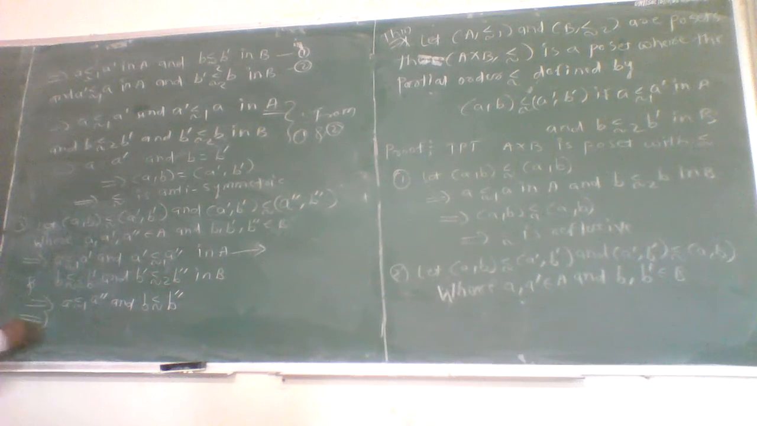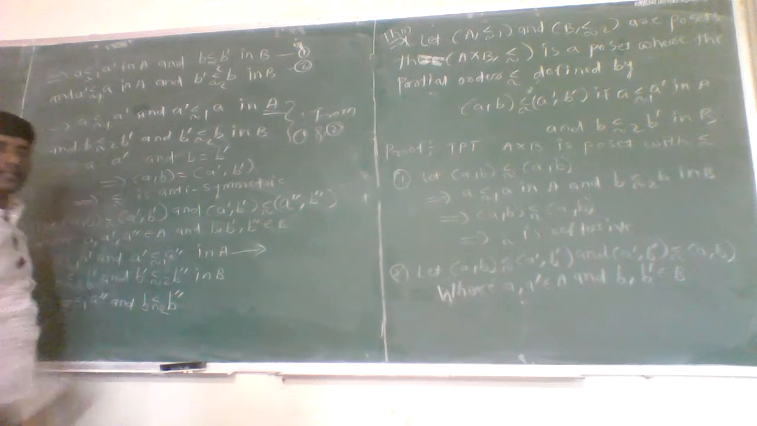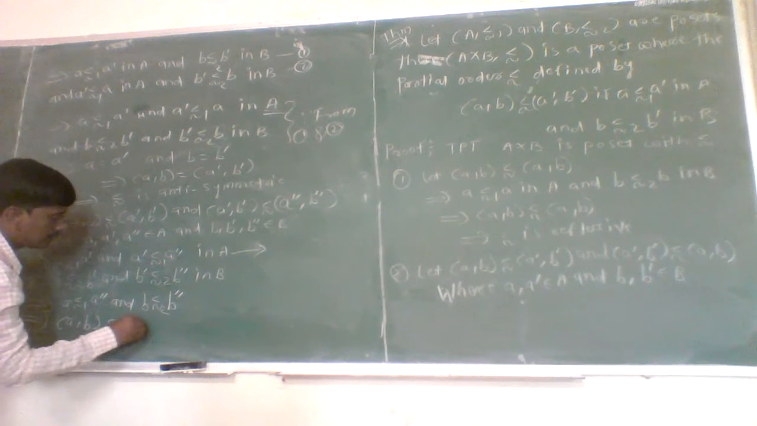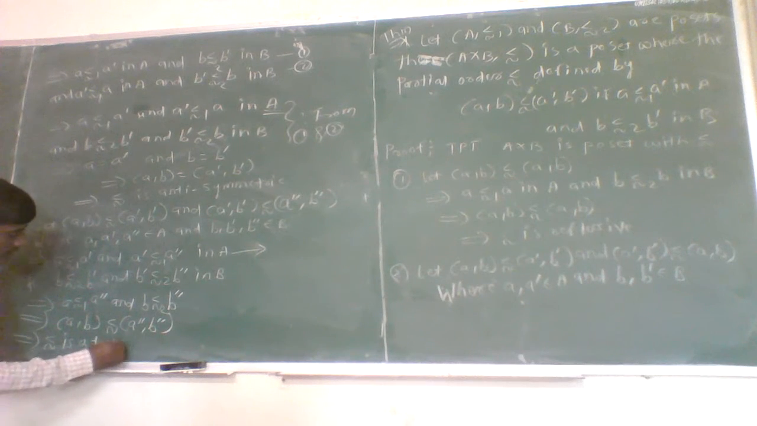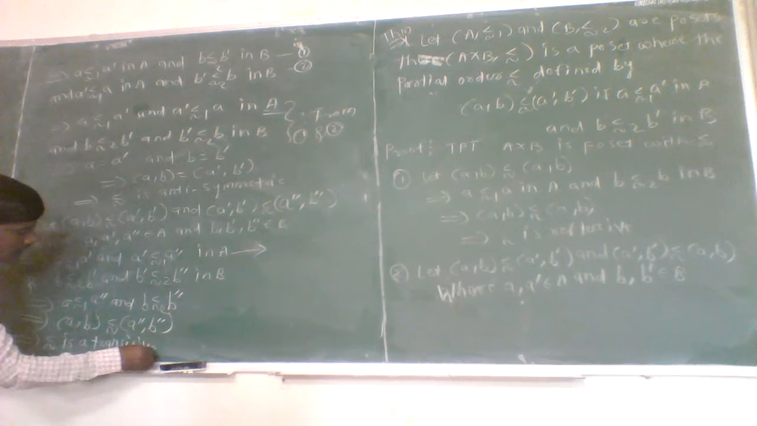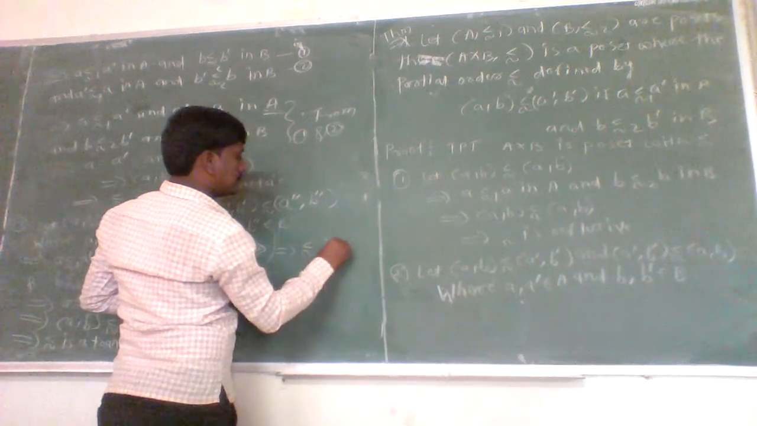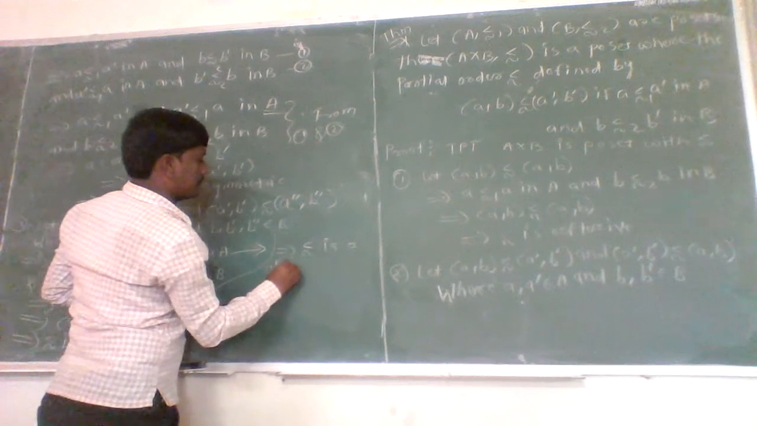Now, as a precedes a'' in A and b precedes b'' in B, then from the given definition, (a,b) precedes (a'',b''). Then from the definition of transitive property, the relation is transitive. As this relation is reflexive, antisymmetric and transitive, the relation is a partial order.